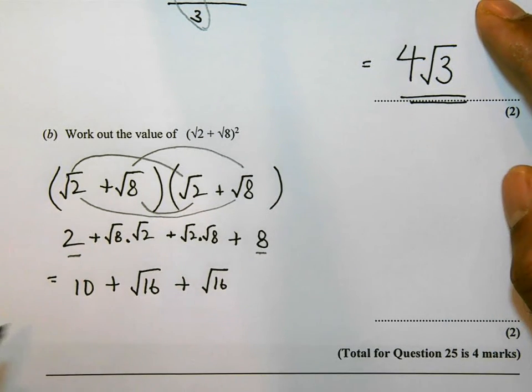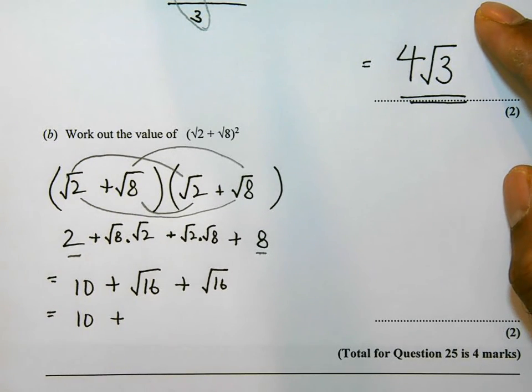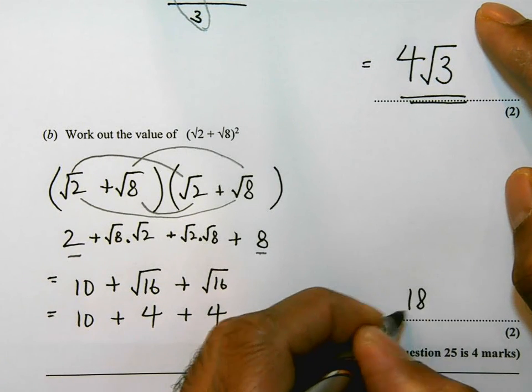Both of these square roots I can work out. This is 10 plus, the square root of 16 is 4, the square root of 16 still 4, and now I can add those up. 10 plus 4 plus 4 is 18.